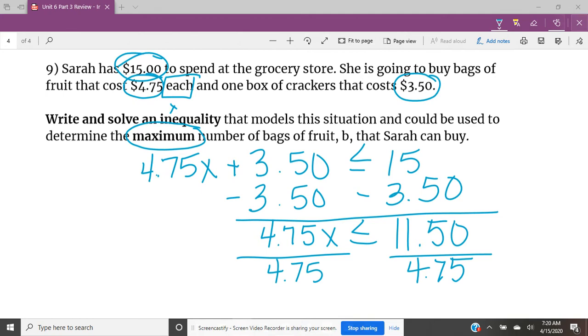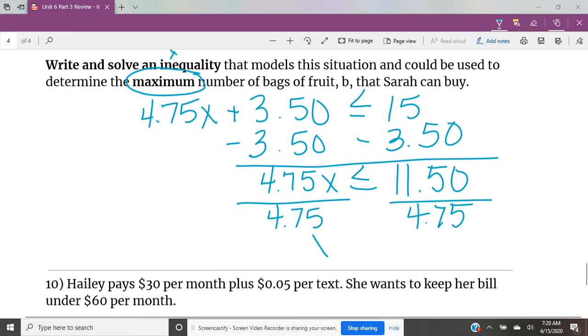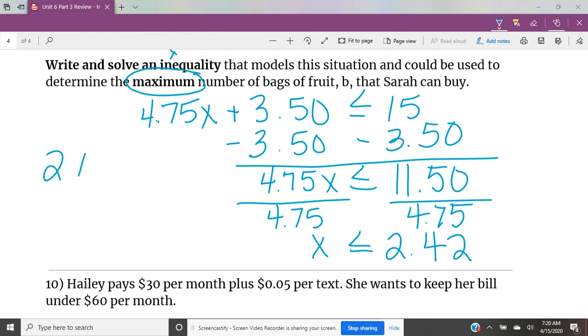Let's scoot this down a bit. So my solution was x must be less than or equal to 2.42. I can't buy parts of a bag, right? So the maximum number of bags that I can afford will be 2 bags of fruit.